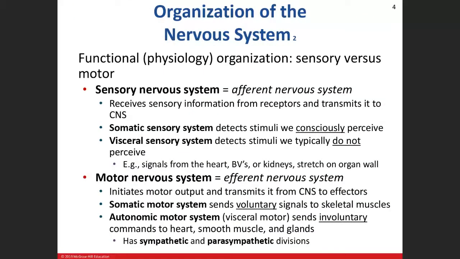So the first division of the functional portion of our nervous system is the sensory, also known, and you want to know this, as the afferent nervous system. So the receptors that are located both for external stimuli and internal stimuli will be stimulated, and they're going to transmit information to the central nervous system. When we break down our sensory nervous system into two further subdivisions, we've got the somatic and the visceral.